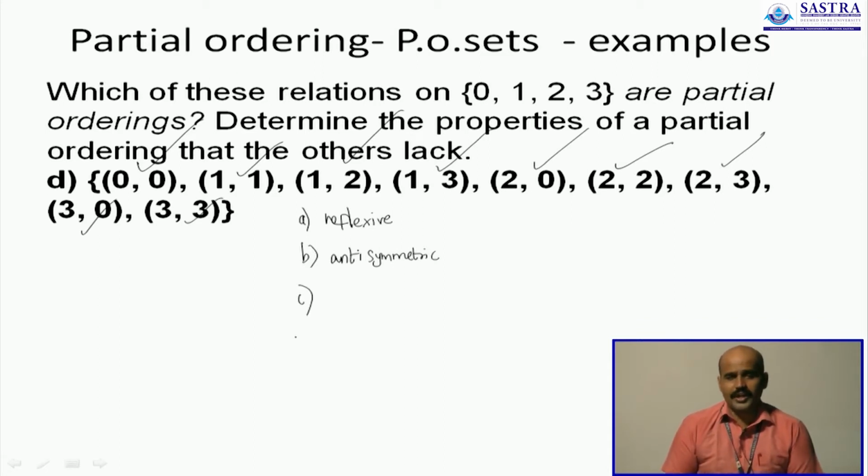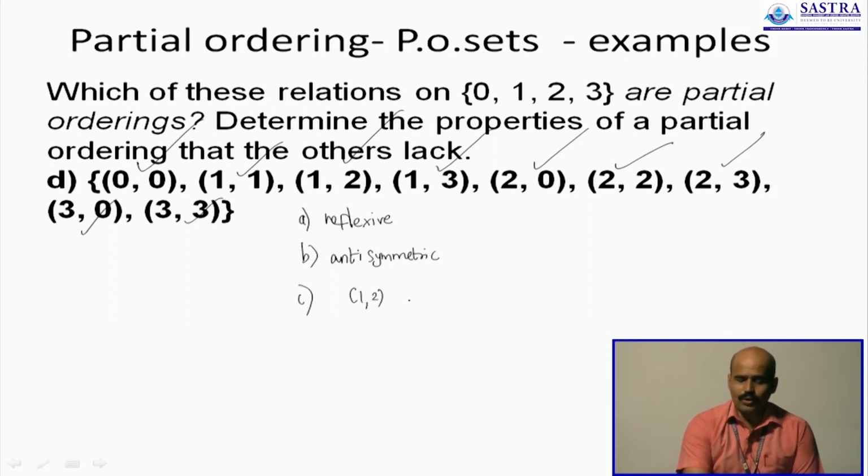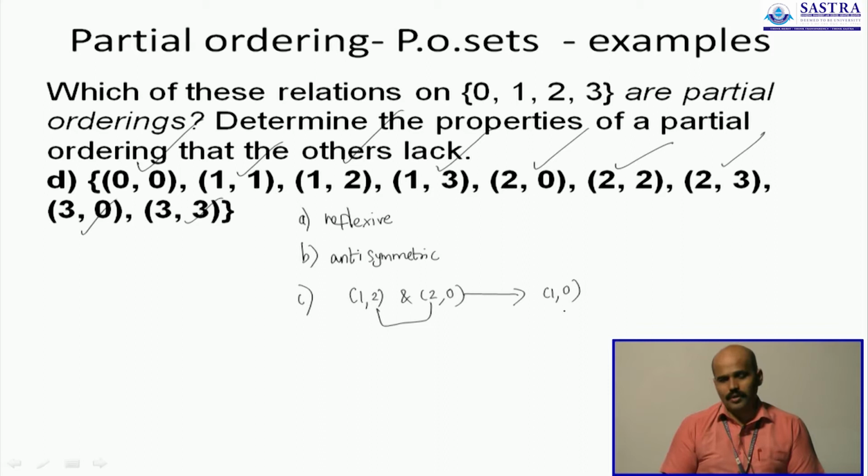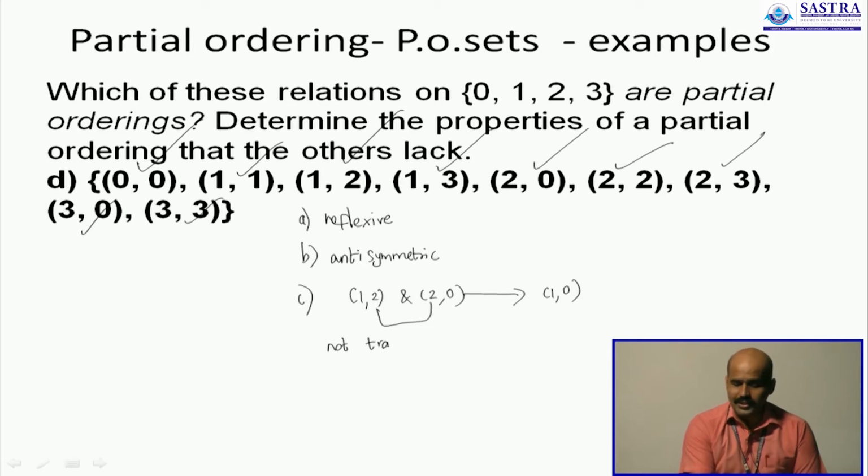Now we will try and explore the case where this can be transitive, and you will find that this is actually not transitive, because you have the pairs 1, 2 and 2, 0. These two should together imply that there is a third pair, 1, 0, but the ordered pair 1, 0 is not part of the relation. Hence, this relation is not transitive. And since it is not transitive, it cannot form a partial ordering, and therefore the combination of the set and the relation will not form a partially ordered set.